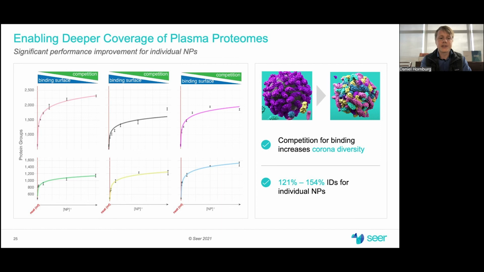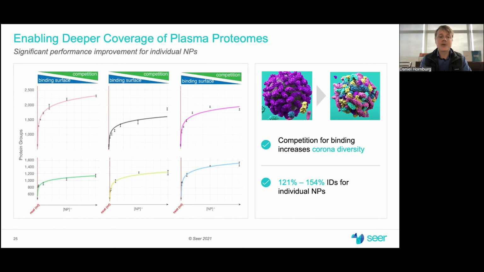Driving the competition here from left to right, you see that we get more and more proteins. On the very left-hand side, I indicated here neat plasma, which essentially means there's zero competition in neat plasma, right? Because there's no surface to bind, so there's zero competition. So it's approximately like going to infinity on the left-hand side. But you see the IDs here in neat plasma are way below 500 protein groups.